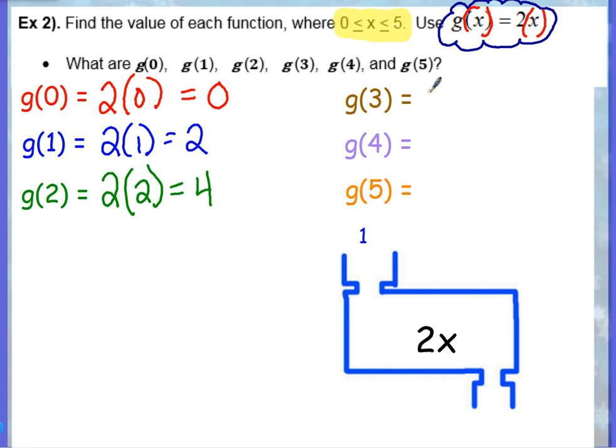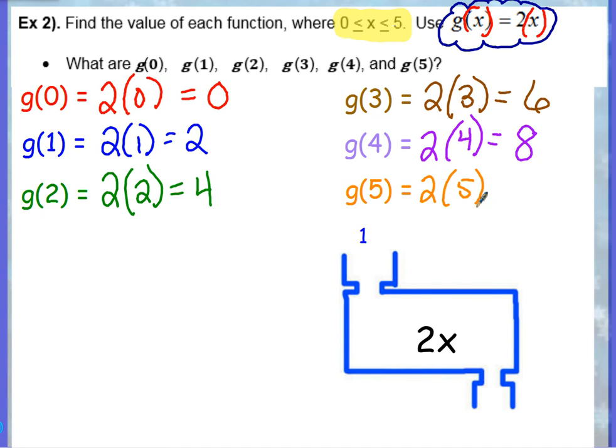G of 3 would give us 2 times 3. So when 3 is the input, 6 is our output. G of 4, so 2 times 4. When 4 is the input, we get 8 as the output. And the last one, 5. When 5 is the input, 10 is our output. So we've done this before, so this lesson is a little bit of a recap.